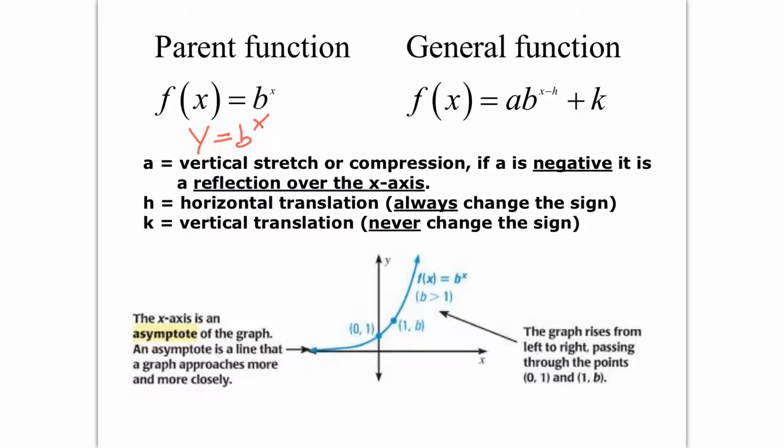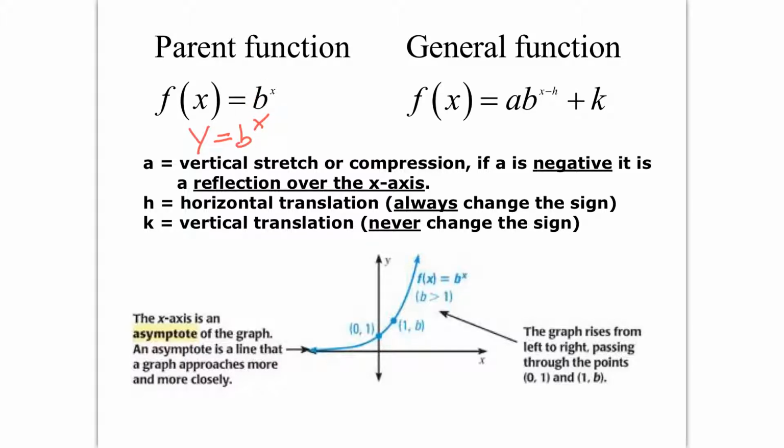Now, if you look at the difference, we have f of x equals b to the x power here, and over here we have more things next to the b. We have f of x equals a times b to the x minus h power, plus k at the end. So the difference is this one doesn't have an a, this one doesn't have an h, and this one doesn't have a k. Well, it actually has an a here, but we don't see it. It is an invisible one.